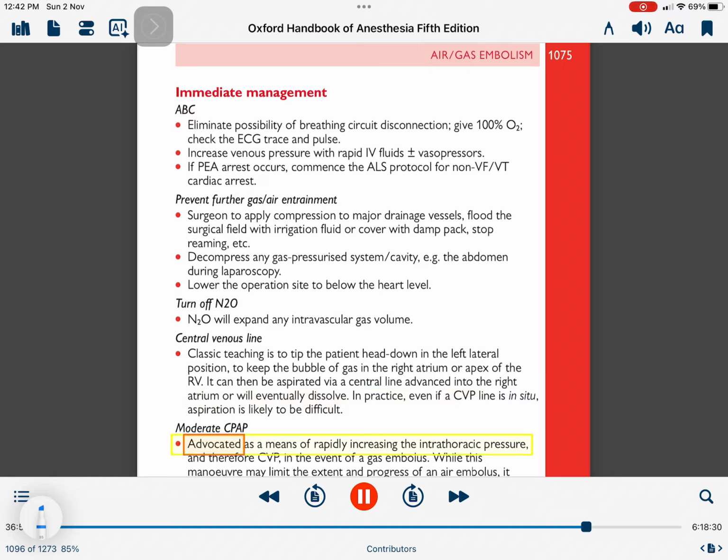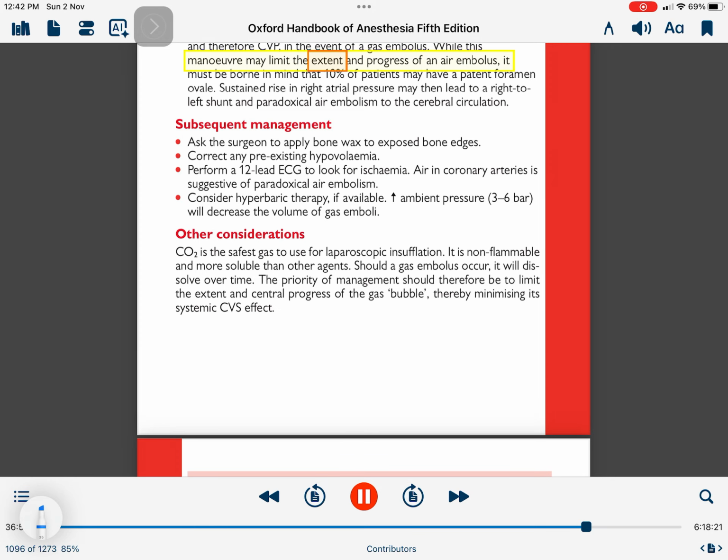Moderate CPAP is advocated as a means of rapidly increasing the intrathoracic pressure, and therefore CVP, in the event of a gas embolus. While this maneuver may limit the extent and progress of an air embolus, it must be borne in mind that 10% of patients may have a patent foramen ovale. Sustained rise in right atrial pressure may then lead to a right-to-left shunt and paradoxical air embolism to the cerebral circulation.